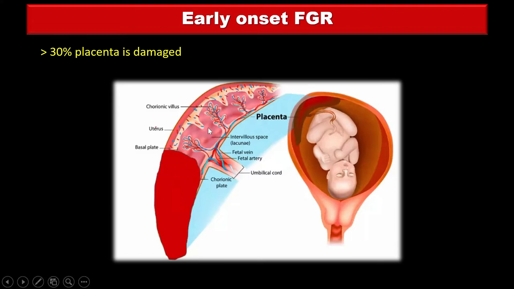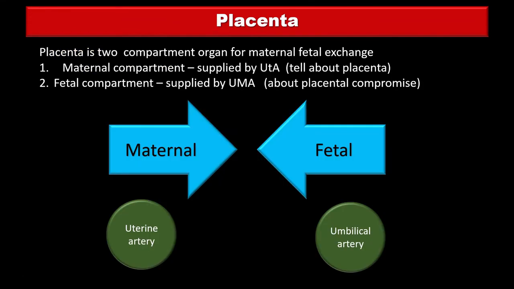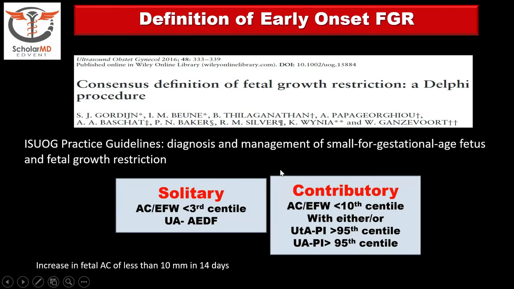And placenta, we know, has two compartments, the maternal compartment which is supplied by uterine artery and the fetal compartment which is supplied by the umbilical artery. These two arteries have a common destination, and so both of these vessels are placental vessels. And there is exchange of nutrients and oxygen in between these two compartments.